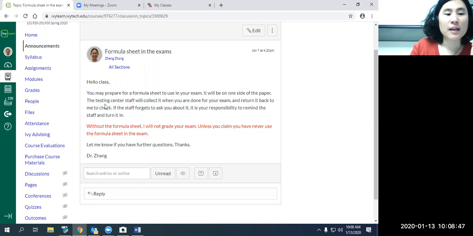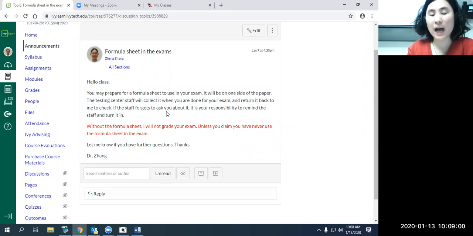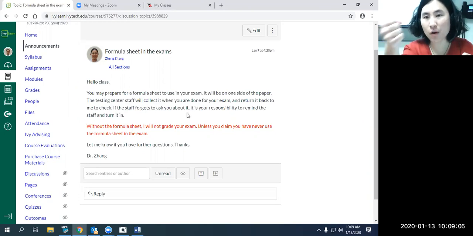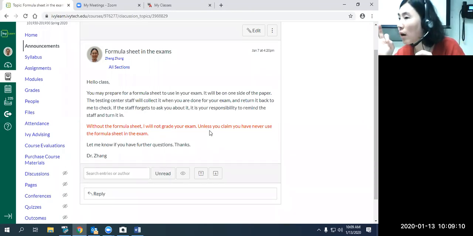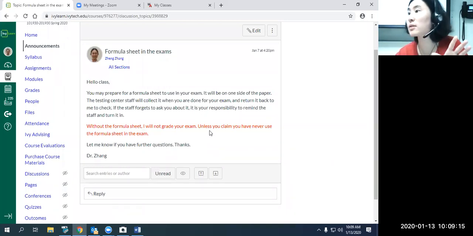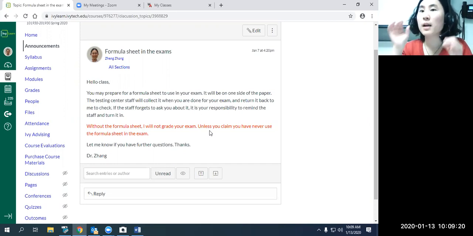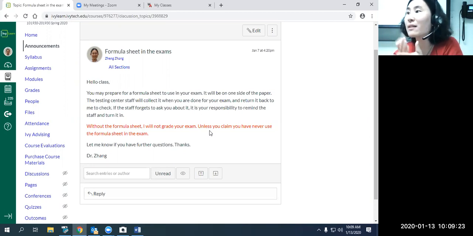So your testing center staff will collect it when you're done with the exam, and return your exam plus your formula sheet back to me, okay? If the staff forget to collect your formula sheet, please remind the staff and turn in your formula sheet, okay? Because when I grade your exam, I need to make sure whether you have a formula sheet. If you don't want to use a formula sheet, just tell the staff, please let my instructor know that I don't have a formula sheet. Okay, so I know you don't have a formula sheet. If you have a formula sheet, I need to check what's on it.